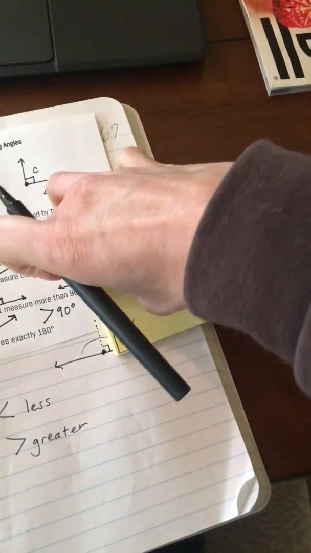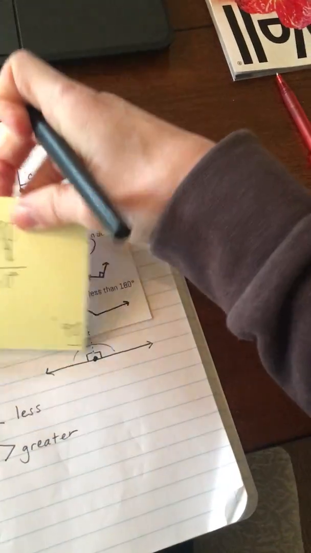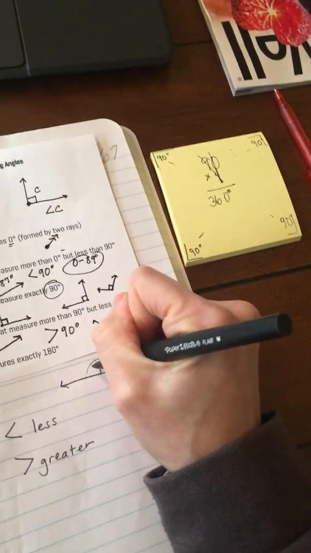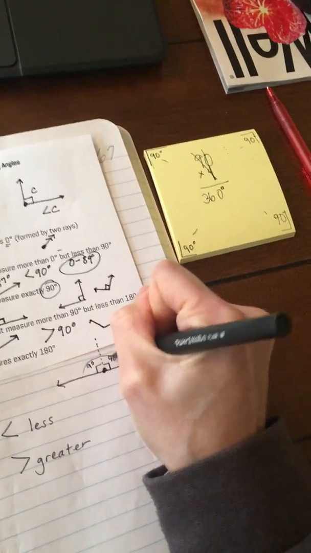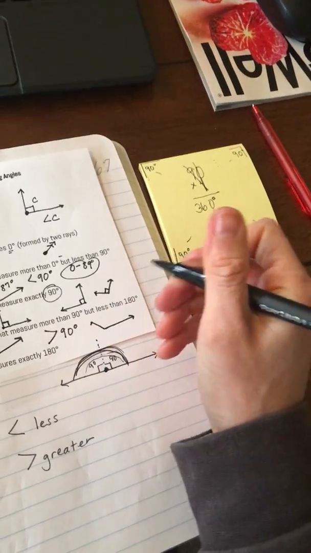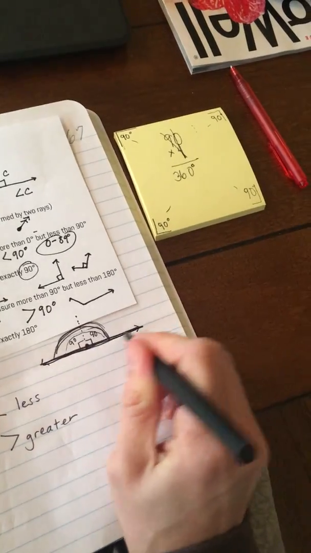I can even hold this up. Oh yeah, that's a perfect 90 degrees. Hey, this one would be a perfect 90 degrees. Yep. So 90 degrees and 90 degrees. And if you think about 90 degrees and 90 degrees together, 90 plus 90 is 180. It makes a straight opening.